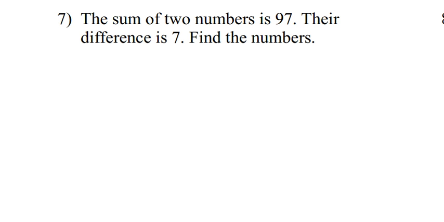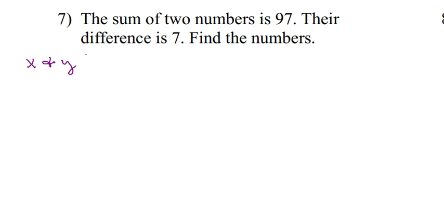Semester test review number 7. You're trying to find a couple of numbers. The sum of two numbers, which doesn't tell us what they are, is 97. Their difference is 7. So we don't know either number, so we need to give them names, names that say, hey, there's something here, but I don't know what it is. Let's call them X and Y.